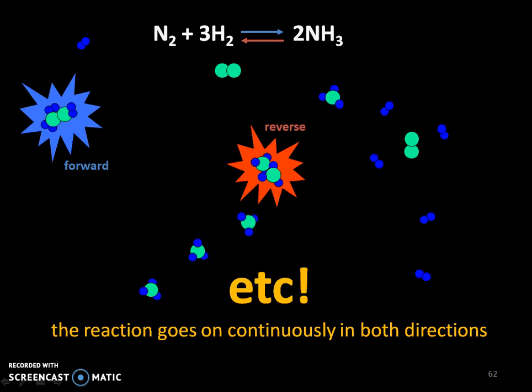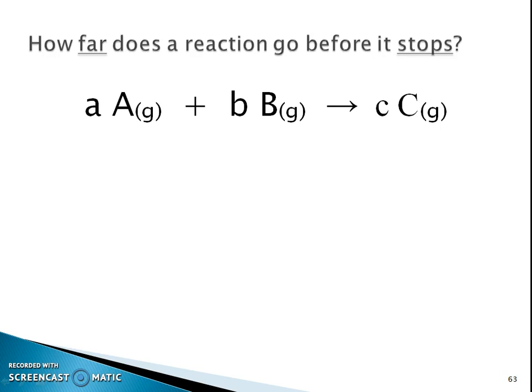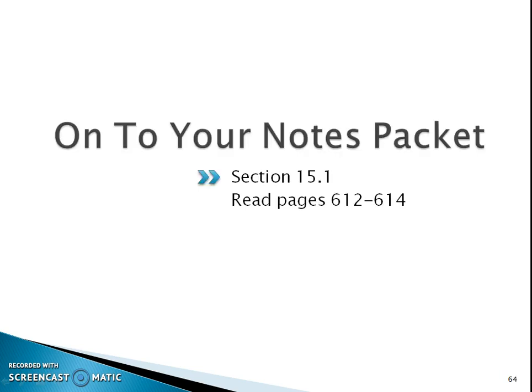So this is just going to continuously happen in both directions as long as it's a closed system and the reaction has already established equilibrium. So how far does a reaction go before it actually stops? You're used to a complete reaction. You're used to reactants turning into products, and it stops, right? It's done. Once we have that limiting reactant, and once that limiting reactant is used up, it stops. However, in an equilibrium reaction, we're going back and forth.